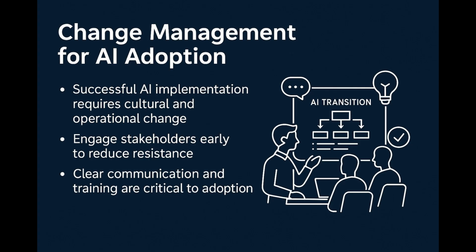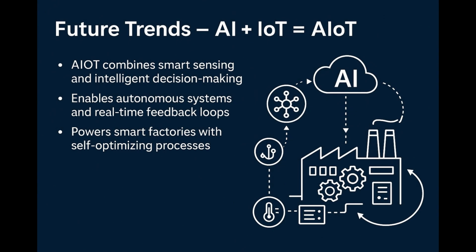As we look ahead, one of the most exciting developments in industrial technology is the convergence of AI and the Internet of Things, known as AIoT. IoT connects your machines, sensors, and systems, generating massive amounts of real-time data. AI turns that data into actionable insights. Together, they form intelligent, self-aware systems capable of making decentralized decisions and adapting in real time. In an AIoT-enabled factory, machines can not only sense their environment, but also learn from it.